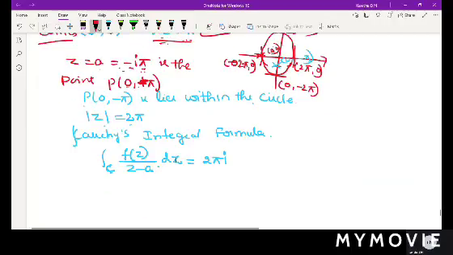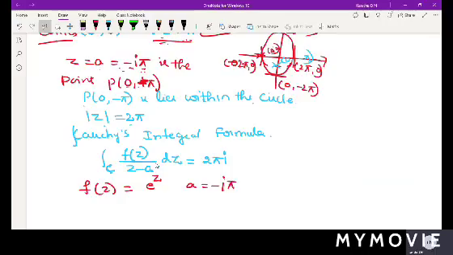Here f(z) is equal to e to the power of z, and a is equal to minus iπ. The formula is Cauchy's integral formula: the integral over C of f(z) divided by z minus a, dz, is equal to 2πi times f(a).